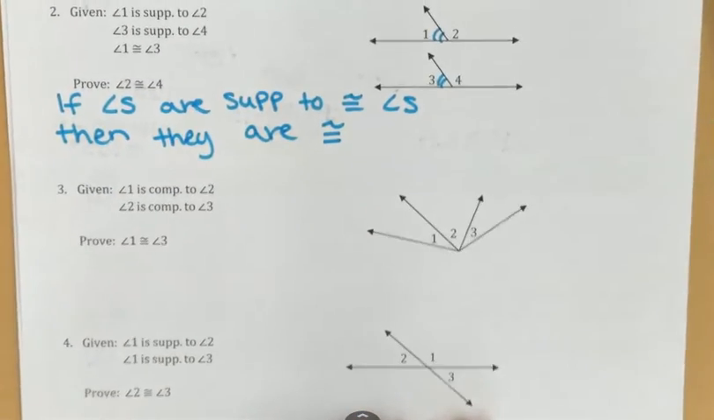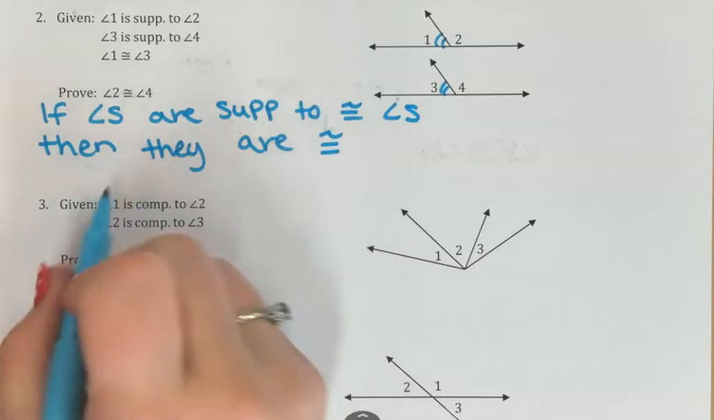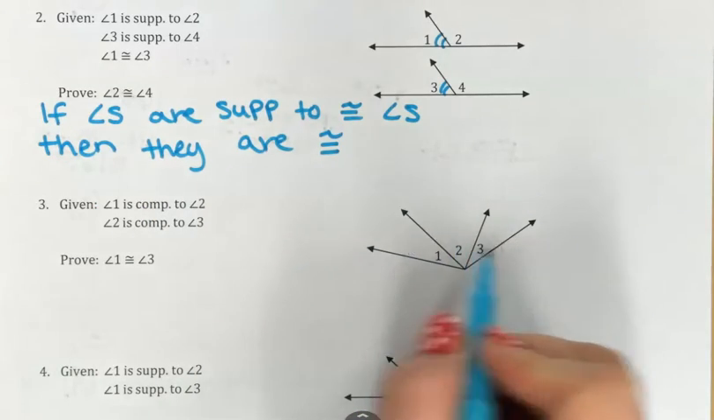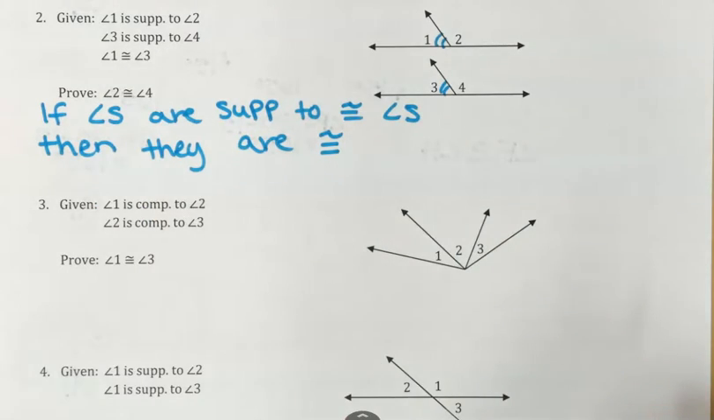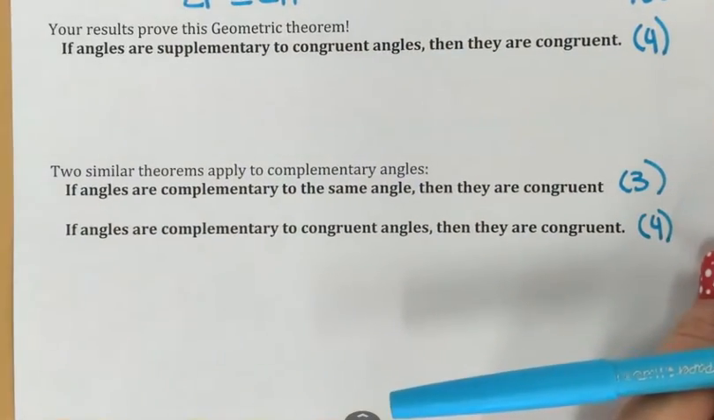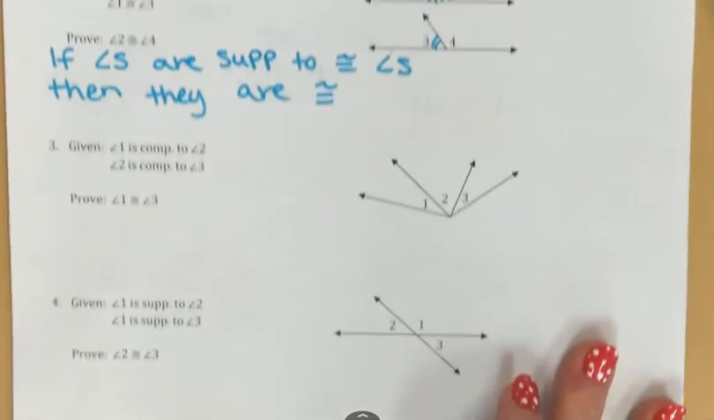Okay, on to number 3. Angle 1 is complementary to angle 2. Angle 2 is complementary to angle 3. If I want to prove angle 1 is congruent to angle 3, which of the 2 complementary ones will I use? Well, I'm just using 3 angles, so that is going to be the third one we talked about. If angles are complementary to the same angle, then they are congruent.